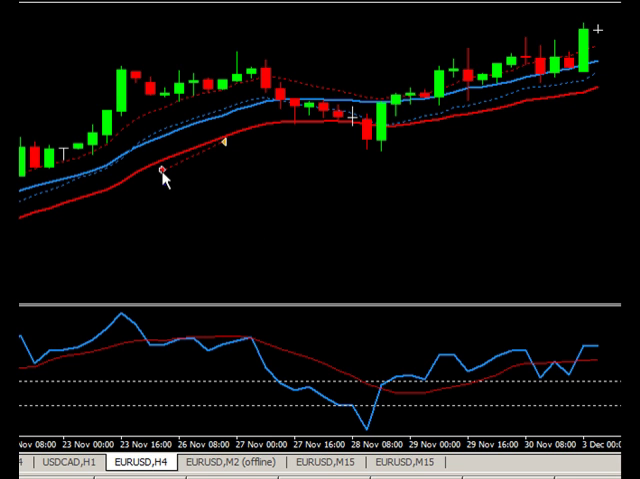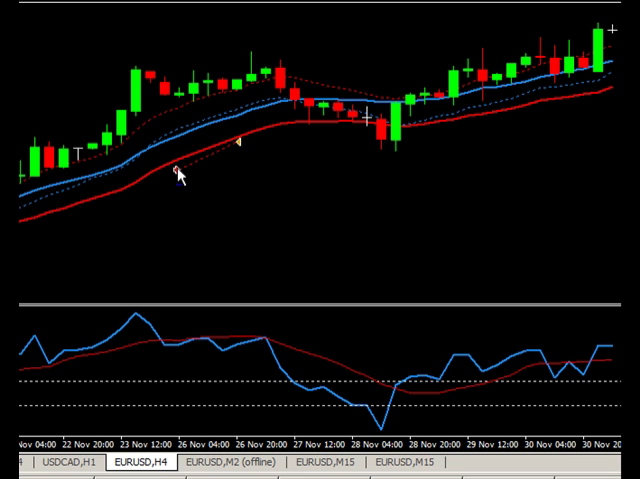What the hell is this? Hang on. Okay, I got a Euro CAD trade on the Euro USD chart. Good work, MT4. I don't know what that's there for. Anyways, ignore that.